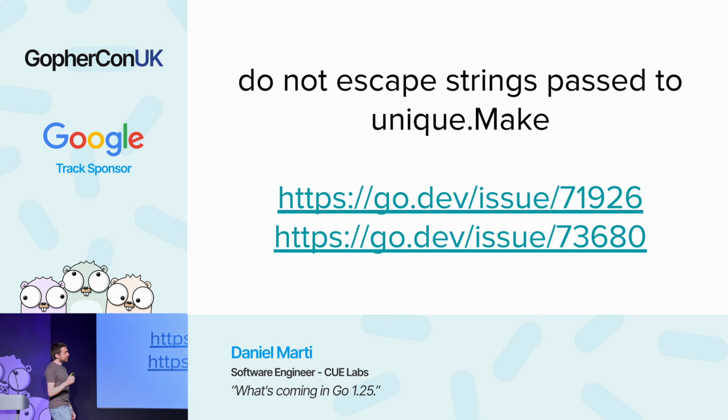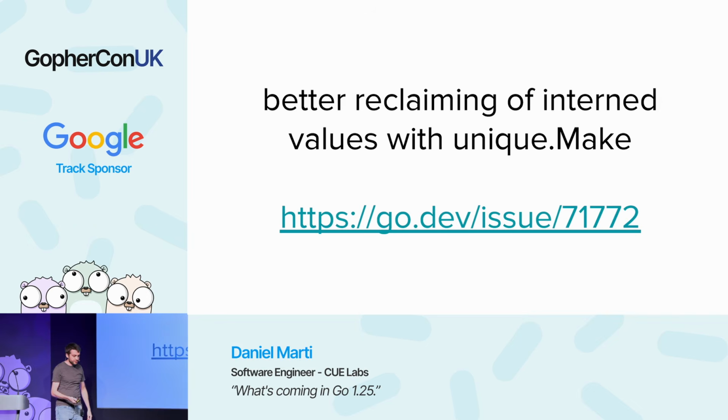Another change is unique.Make, which is usually used to intern strings. That means, for example, if you're decoding JSON and you keep getting the same keys all the time over and over again, it doesn't make sense to allocate the same string over and over again for the same key, right? So people will try to intern that string, meaning basically reuse the allocation for the same string. So unique.Make allows you to do that, but it used to be not super efficient because any string or byte slice that you passed to unique.Make would escape, so it would allocate anyway. That has now been fixed.